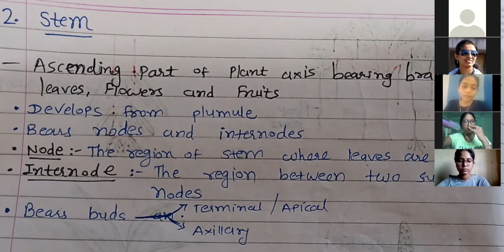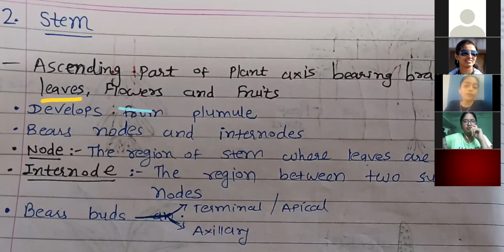The axis on which branches are present, leaves, flowers are arranged, fruits are formed. So on the stem or shoot axis, these things are present, and the shoot axis is derived from the plumule. Now remember, this is the main feature of the shoot.